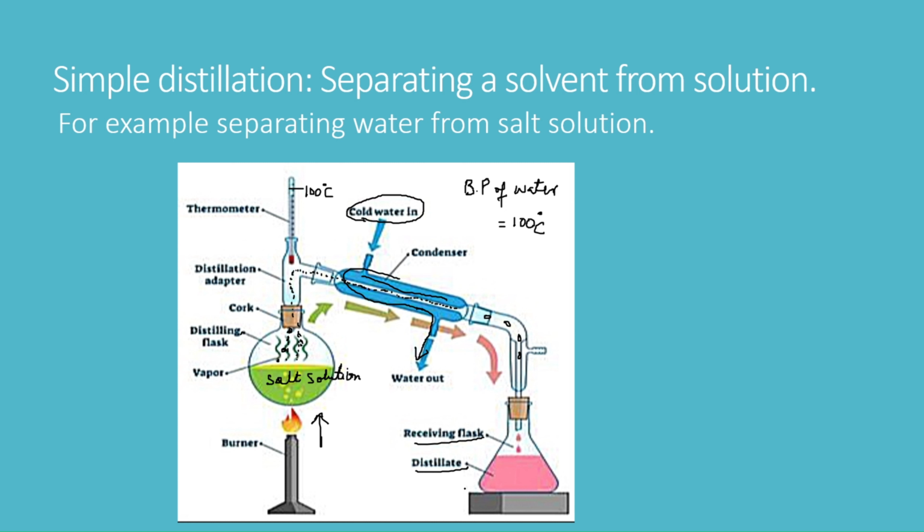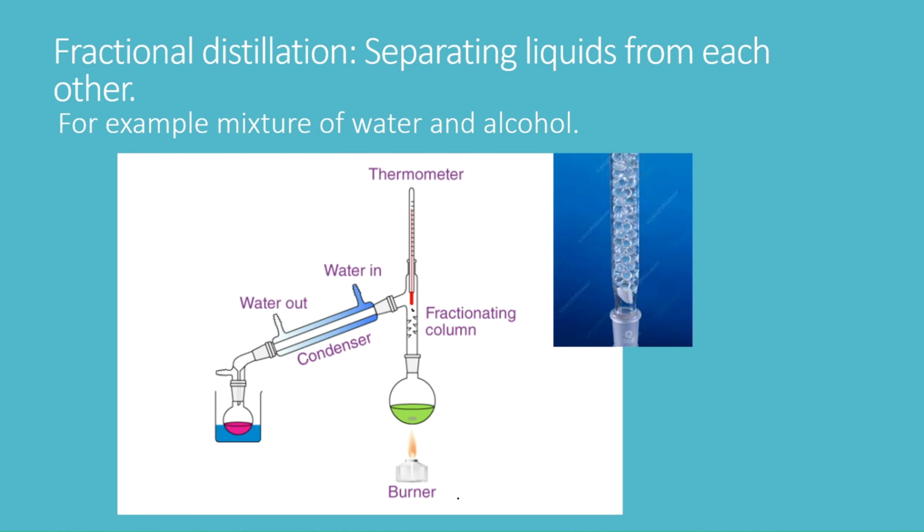Many countries are obtaining drinking water from seawater in distillation plants. Fractional distillation. This is used to separate a mixture of liquids from each other due to the difference in their boiling points. Different liquids have different boiling points. Actually, all pure substances have their fixed and sharp melting and boiling points.